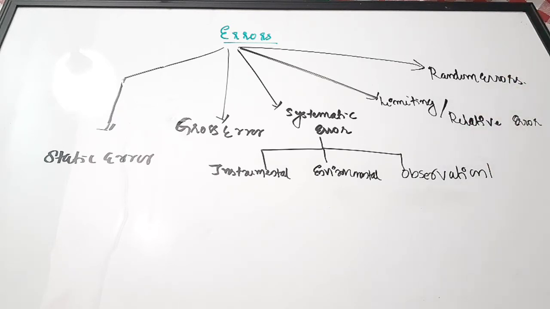The last one is random errors. Random errors are because of random things happening in the measurement environment, such as a sudden change in pressure or humidity or anything. So that is the last category of errors. Now first we are going to discuss static errors, and also we'll be doing the numerical questions. Let's see what static error is.